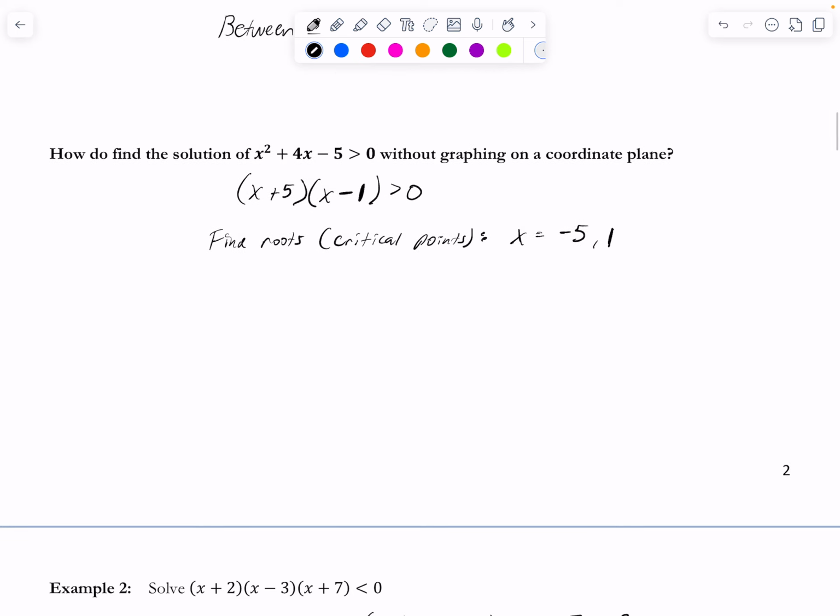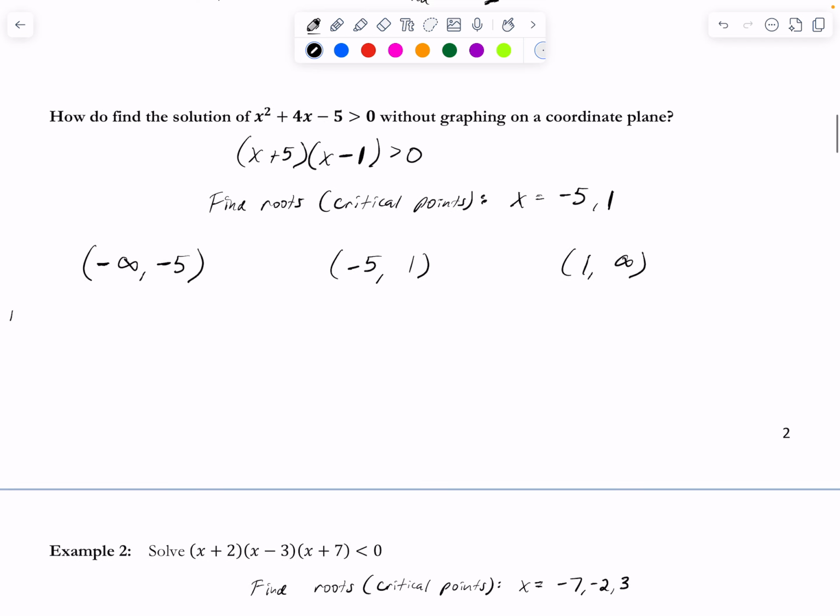We're going to break up this entire domain of x values into different segments. So -infinity to -5 is our first interval. Then we're going to do -5 to +1, and then +1 to infinity. You're going to see that different things are happening depending on which side of the critical points you're looking at.